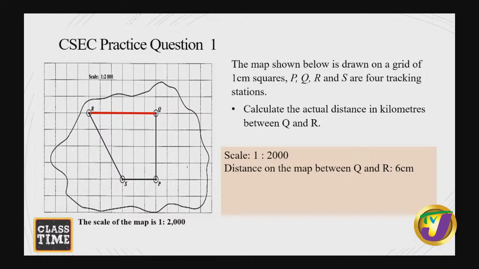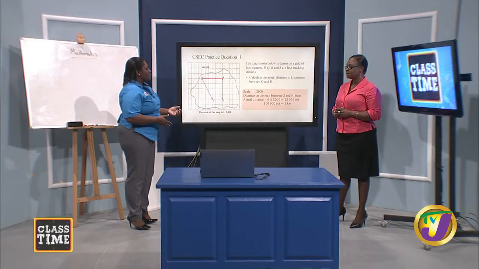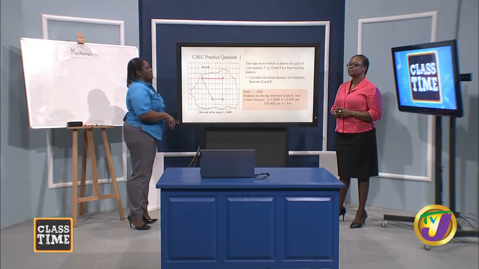Okay. And it's 6 centimeters between the points on the map, the stations Q and R. The actual distance would be, of course, we said it before, 12,000 centimeters. But we are being asked to give our answers in kilometers. And of course, 100,000 centimeters will give us 1 kilometer. This is information that we would have had from when we were doing calculation, conversion. So this will stick with us. Yes, 100,000 centimeters to give us 1 kilometer.